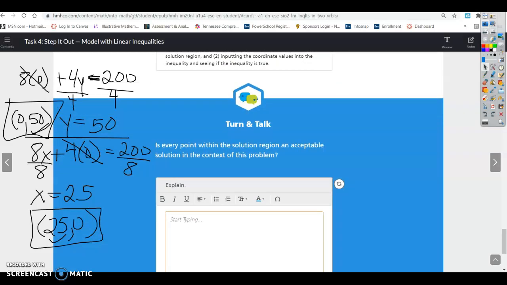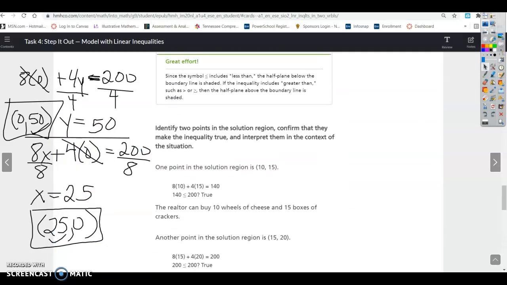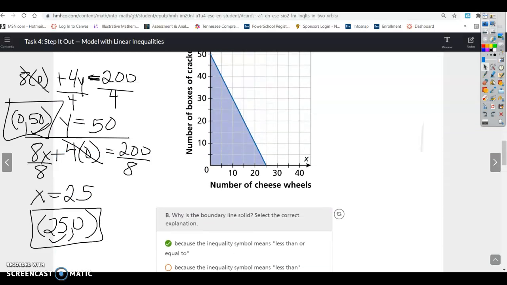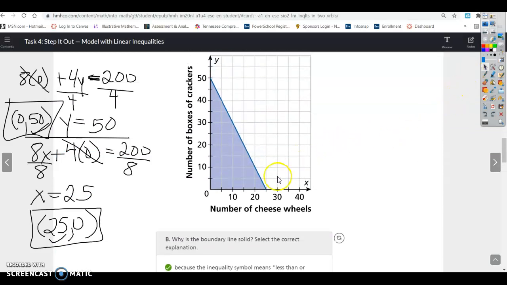All right, is every point within the solution region an acceptable solution in the context of this problem? And the answer to that is no, because like I said, you can't buy half a box of crackers and you can't have negative numbers when you're talking about real situations. So there are only a few situations that are going to make sense. And again, you don't want to have 25 cheese wheels and no crackers, so you don't even want the x or y intercepts either. You want to find something kind of close to the middle. That would make the most sense.